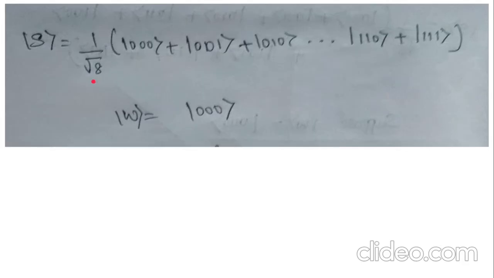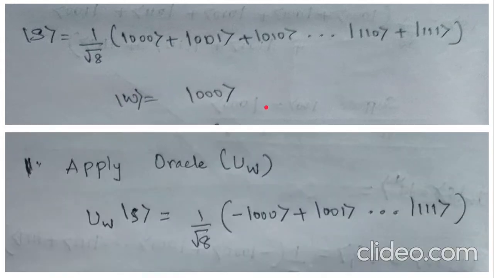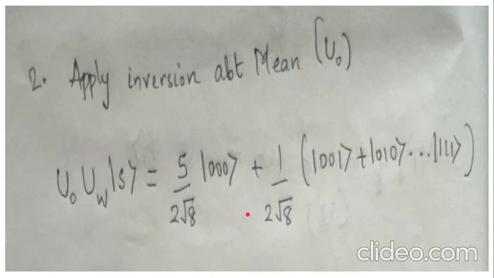Let's look at another example, an equal superposition of 3 qubits. Let's assume our winning state is 0 0 0, and once you apply the oracle, the sign of the winning state changes. Next, when you apply inversion about mean, the amplitude of the winning state becomes 5 by 2 root 8 and that of the others decreases to 1 by 2 root 8.